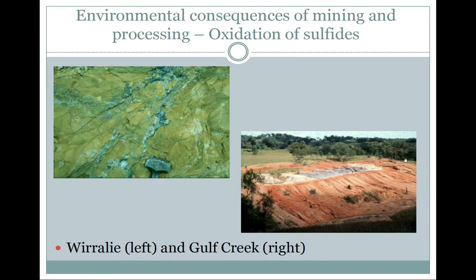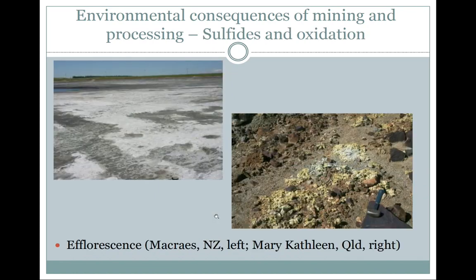So here's another example. This is Gulf Creek. We have highly oxidized sulfides from a massive sulfide deposit, prominent scarring of the landscape, precipitation of iron oxides related to the processing and exposure of prominent ore bodies. This may then lead to sulfate production as it's oxidized the ore, and we get efflorescence.